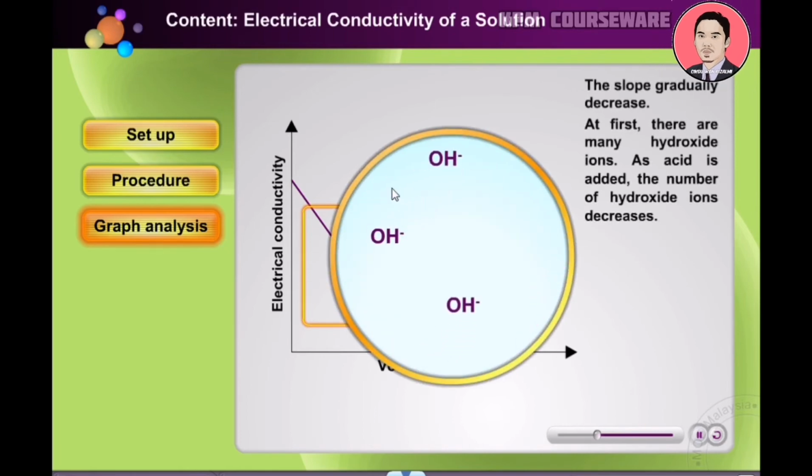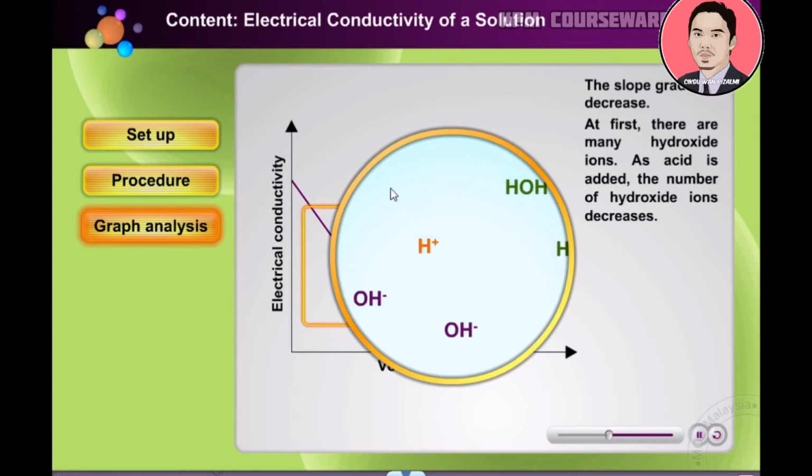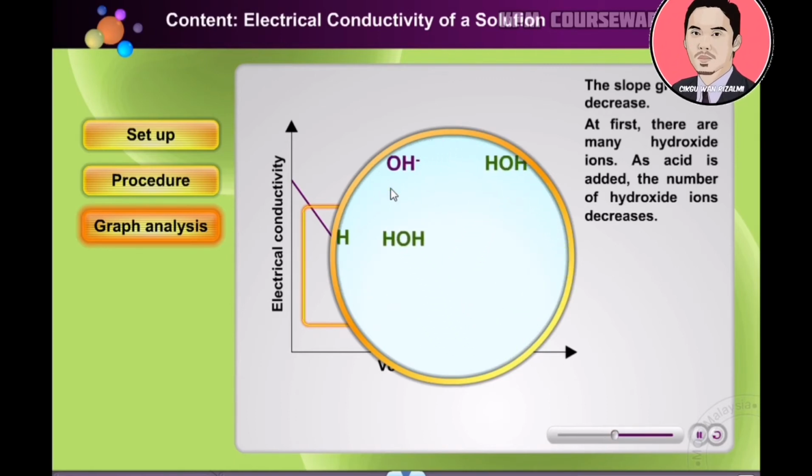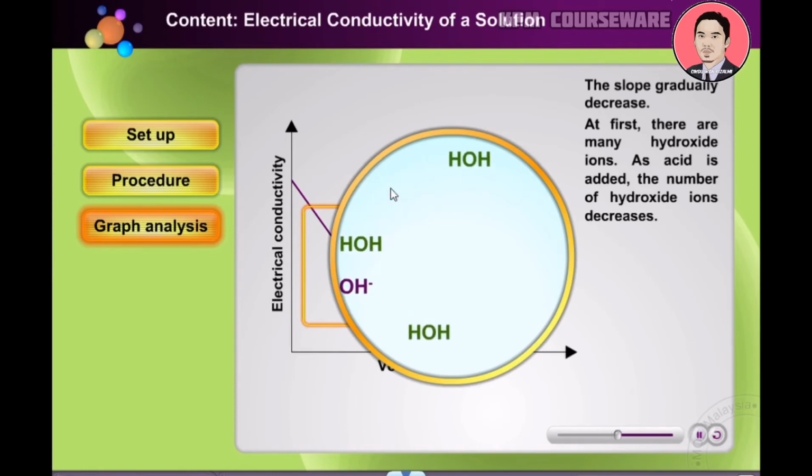At the beginning, there are many hydroxide ions present. When acid is added, hydrogen ions from the acid combine with the hydroxide ions to form water molecules. Thus, less and less hydroxide ions are discharged at the electrode. Therefore, the ammeter readings decrease with the increasing amount of acid added.